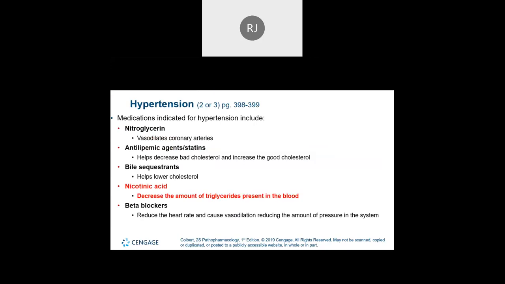Now, hypertension is treated with various medications such as nitroglycerin, statins, bile sequestrants, nicotinic acid, and beta blockers.